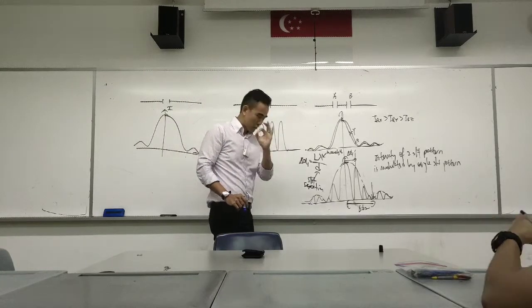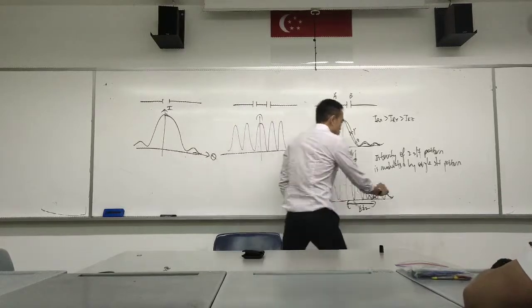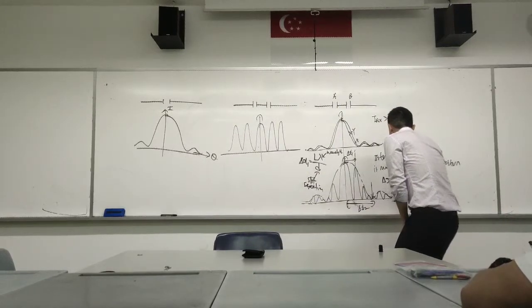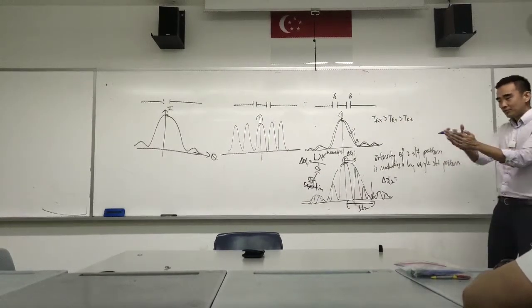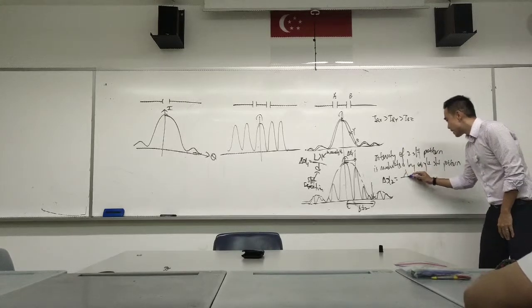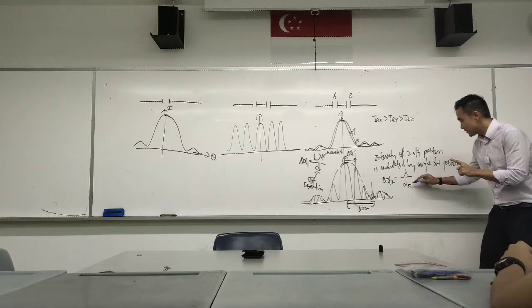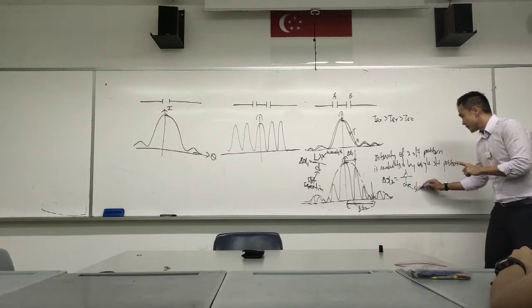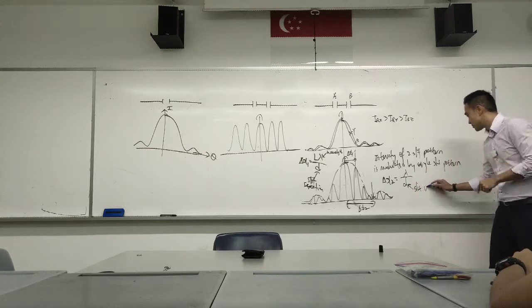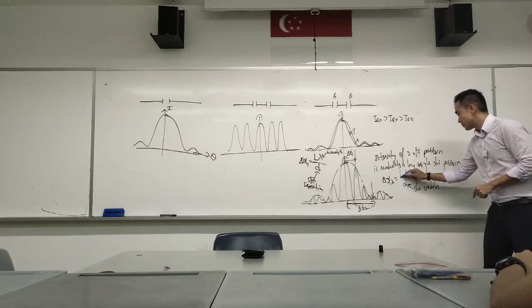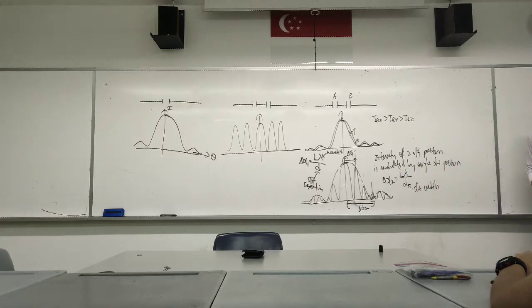Now, you got a problem over there? You okay? Okay, good. Now, delta x2 over here is actually equal to, remember the angle to the first minima is lambda upon d, where this is slit width. Yes, correct. And then you multiply by L as well.